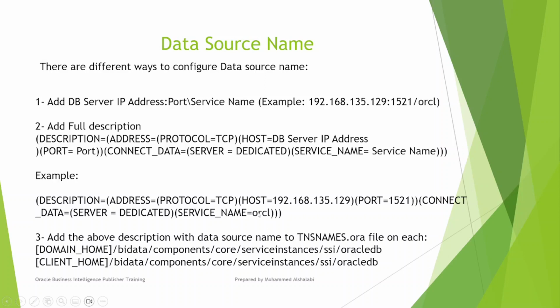And the third way is to add this connection or this description details in two paths. The first one is domain home, BI data component, core service instance, SSI, Oracle database, and the other one is client home, BI data component, core service instances, SSI, Oracle database.